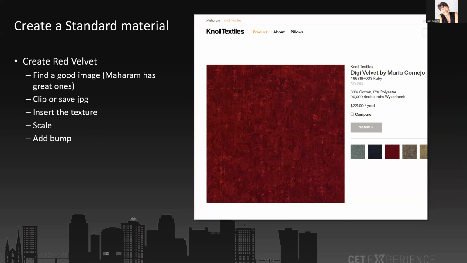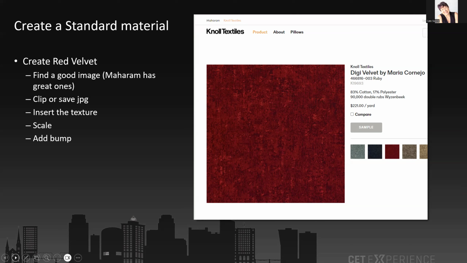So I went out to the internet and I searched under my harem, and under my harem I typed in red velvet, and guess what came up? Knoll Textures, Digit Velvet, and here's my ruby that I like so much. We don't have time for me to walk through how to download an image, but trust me, go out and save this. Some materials under my harem actually have JPEGs that you can download of each of these. This particular one did not, and so I just clipped it. I have Snagit, so I snagged it and saved that image.